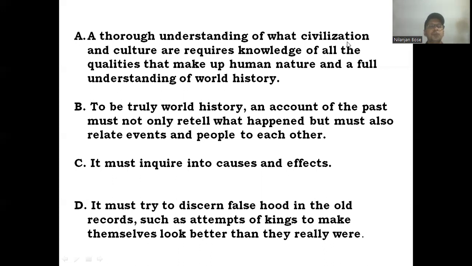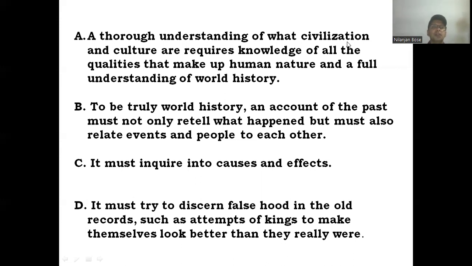So here comes the first question. A, B, C, D. Four different segments are there. Now, you need to read it thoroughly because it will help you understand the meaning of the entire sentence. And at the same time, you will come to know what the actual theme is.